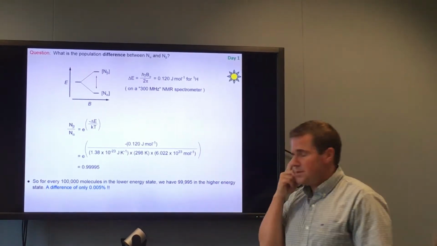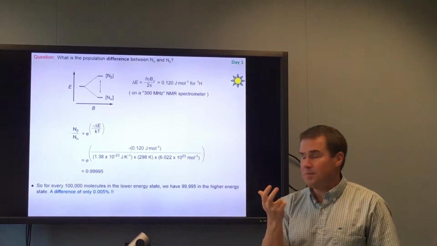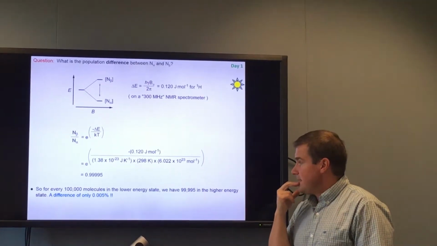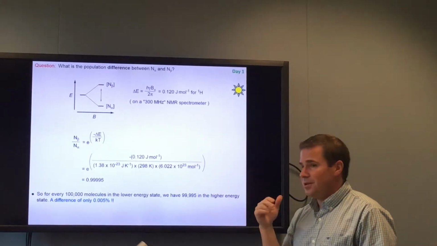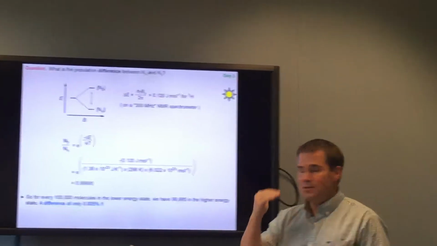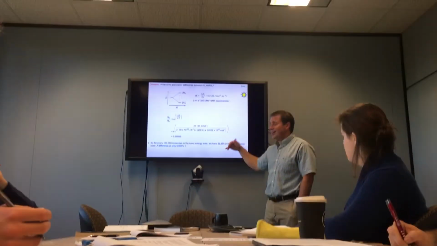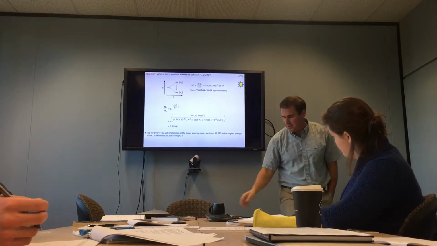0.99995, which is always hard to put into real terms, so let's try to put that into some kind of understandable sense. For every 100,000 molecules in the lower energy state, for that energy splitting, we've got 99,995 in the higher energy state. So the difference here is minutely small. Let's think about what that means.